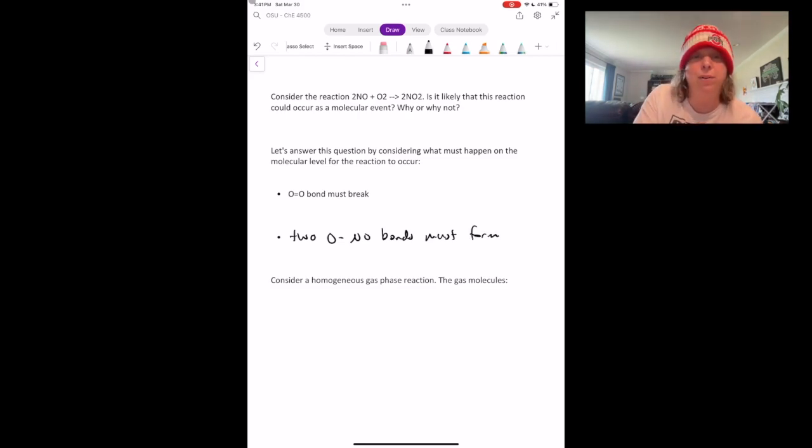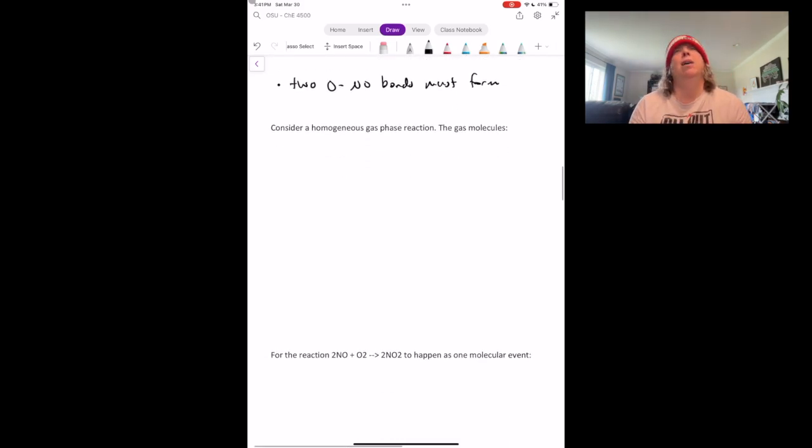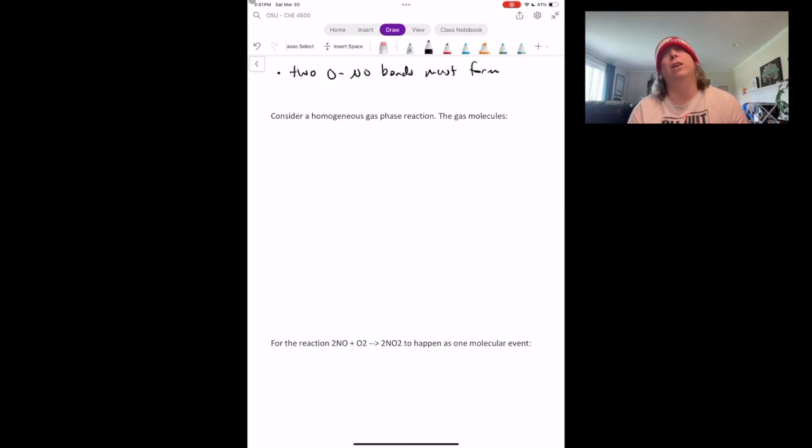So how are those things going to happen? We've learned that reactions can happen in different phases. Reactions can be gas phase reactions. Reactions can be liquid phase reactions. You can have homogeneous reactions where everything is in the same phase.